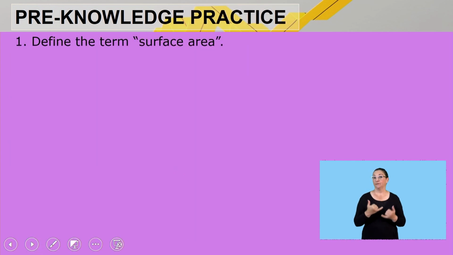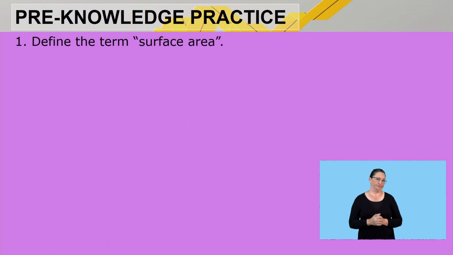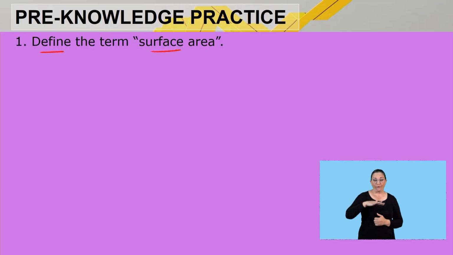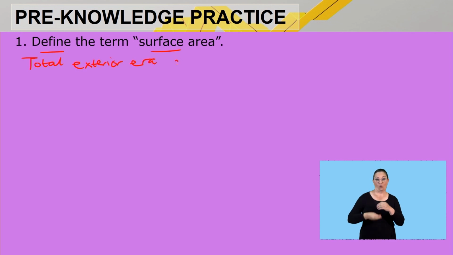Okay, guys, let's now do a quick practice. And I want you to work with me, answer the questions to the best of your ability. So question number 1, we want to know, define surface area. So what can we say? Surface area is the total exterior area of all exposed surfaces.